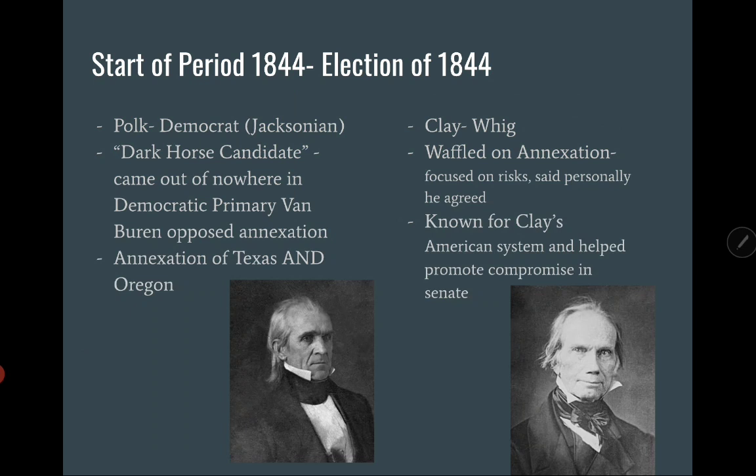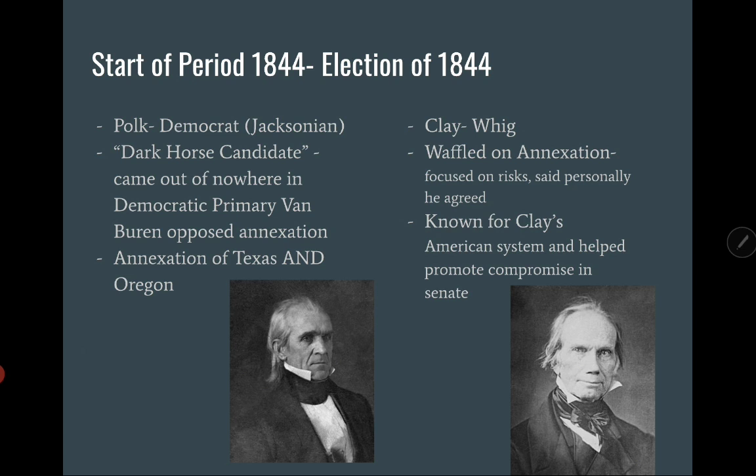And then in the election of 1844, this is going to be the election where Manifest Destiny is essentially on the ballot. Polk, people call a dark horse candidate because he kind of comes out of nowhere. And he is going to win this election because he is going to advocate strongly for Manifest Destiny. And he doesn't just say he wants to take over Texas or that he wants to annex Texas. He says he wants to annex Texas and Oregon.